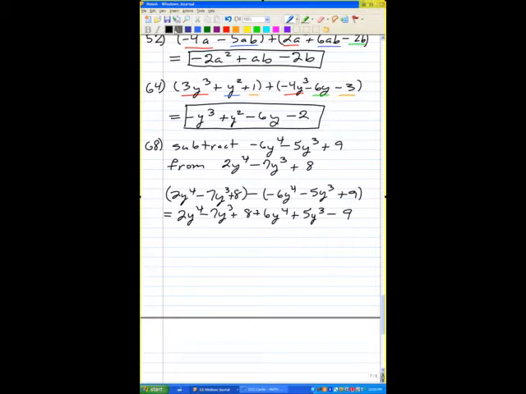Let's combine like terms. And so I have here 2y to the 4th plus 6y to the 4th is 8y to the 4th, minus 7y cubed plus 5y cubed is minus 2y cubed. And then lastly, 8 minus 9 is a negative 1.